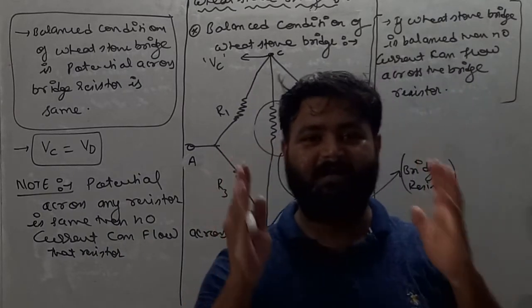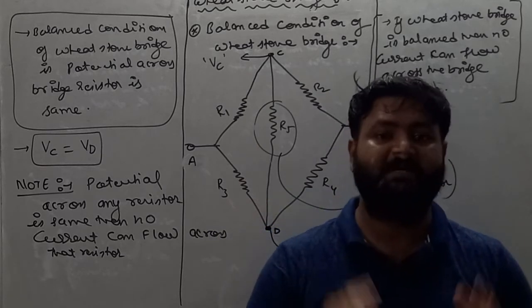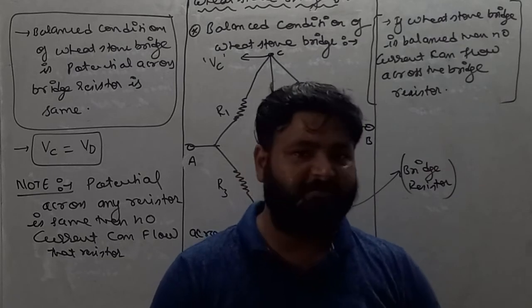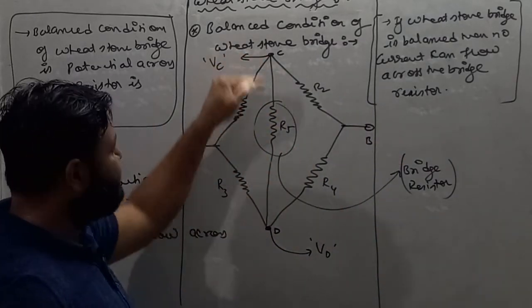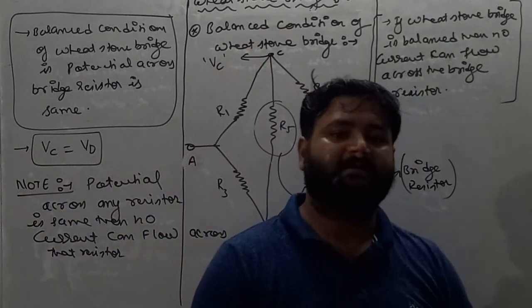So I hope you all understand what the balance condition of a Wheatstone bridge actually is. First thing about a Wheatstone bridge: a combination of 5 resistors is called a Wheatstone bridge, and the resistor which connects the two ends in the circuit with each other is called, dear student, the bridge resistor.